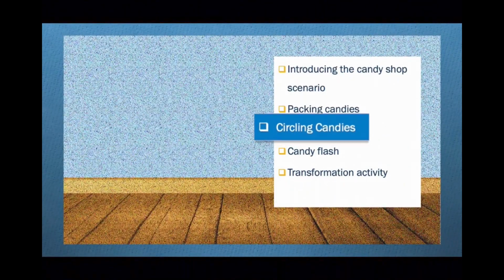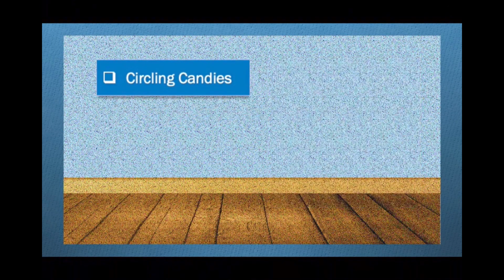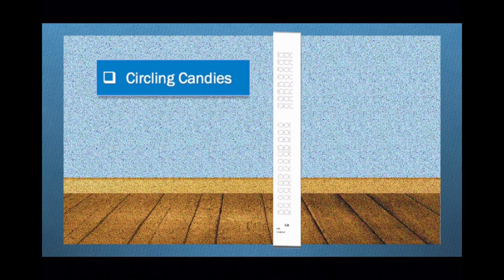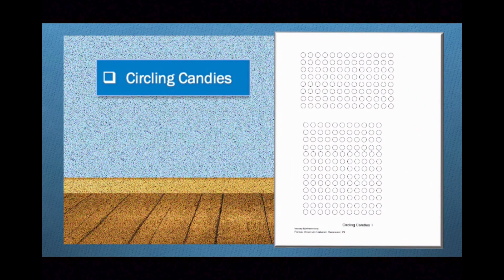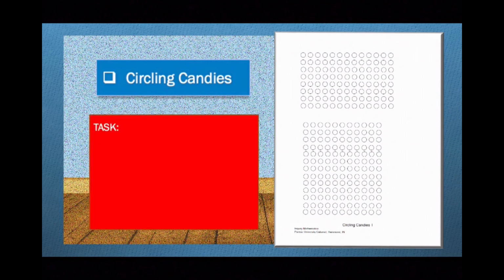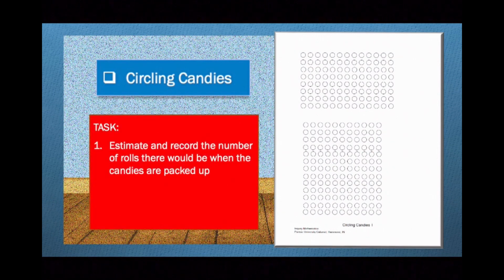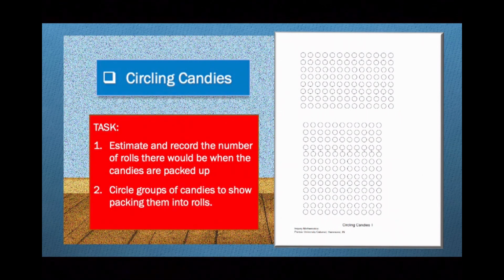The next instructional activity, circling candies, is similar in some ways to the prior packing candies activity. Here students see a picture of a number of individual candies shown in an array. Their task is to first estimate the number of rolls there would be when the candies are packed up, and then, after recording their estimate, to circle groups of candies to show packing them into rolls. Here you see an example of a page students are given to work on. As you can see, there are 2 separate tasks on this page.